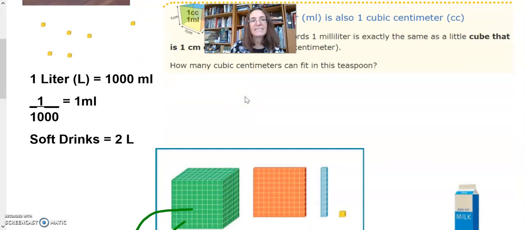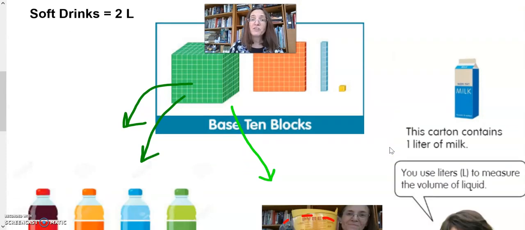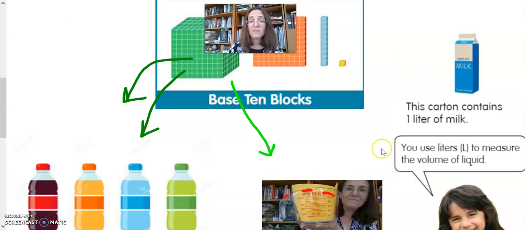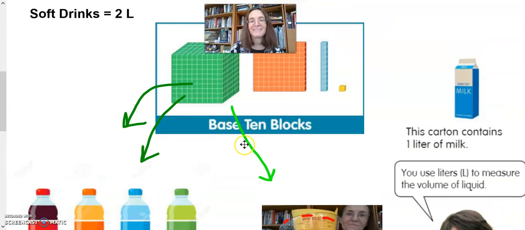It takes 1,000 of those teeny tiny cubic centimeters, cc's, or milliliters to make 1 liter. And we don't spend a lot of time in the United States talking about liters. The only regular measurement that you'll see in the grocery stores is soda bottles. A 2-liter soda bottle is the biggest size that most places sell, and you've probably seen them like this. So that's the one place where you get metric measurements in volume in the United States.